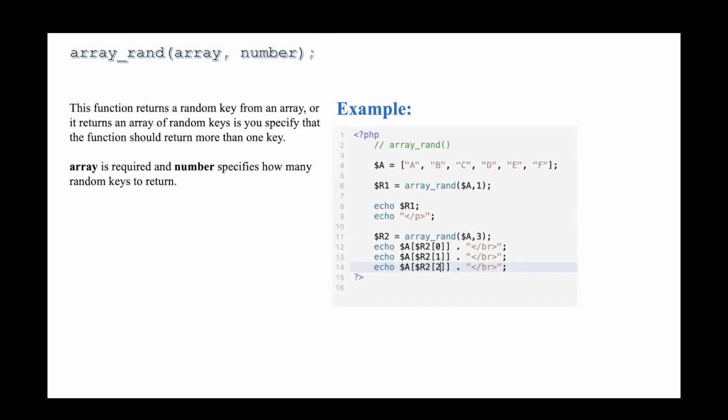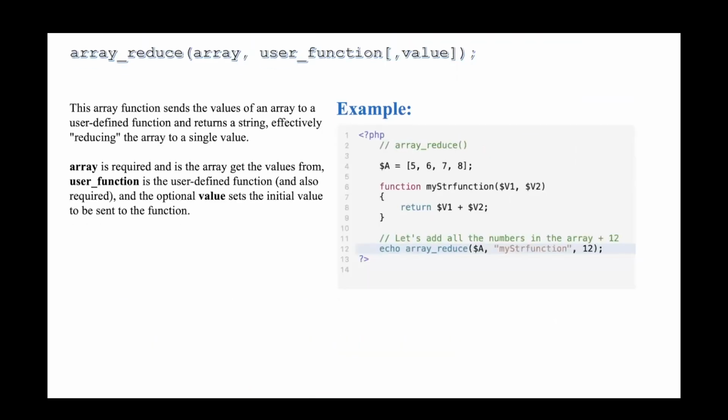Rand obviously returns a random key from an array, or it returns an array of random keys if you specify that function to return more than one key. Reduce sends the values of an array to a user-defined function, returns a string, effectively reducing the array to a single value. You really have to do the example to show you what it does, but here it's going to get all these values 5, 6, 7, and 8, and see, I'm sending the array here, and it's going to return the values plus 12, right?